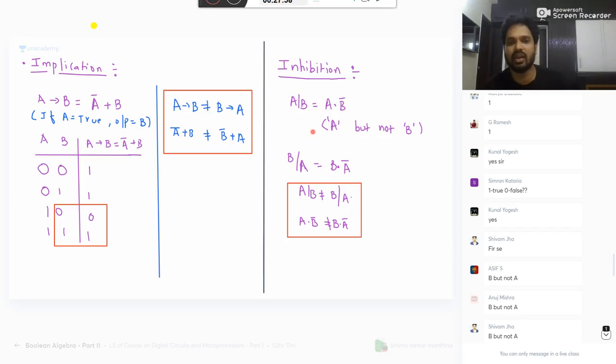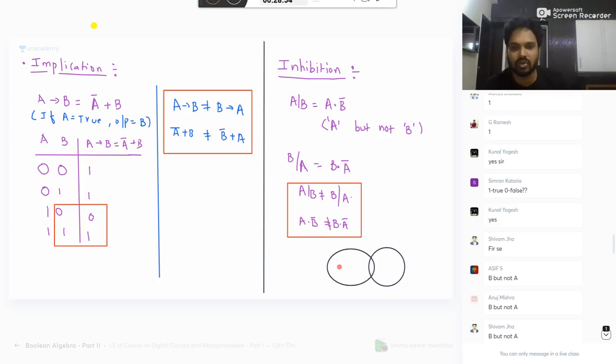Now, listen here. You may have the doubt: what is the meaning of this inhibition, sir? Let me explain with the help of your school days. In school, you might have studied these 5 figures, Venn diagrams, right? Venn diagrams.